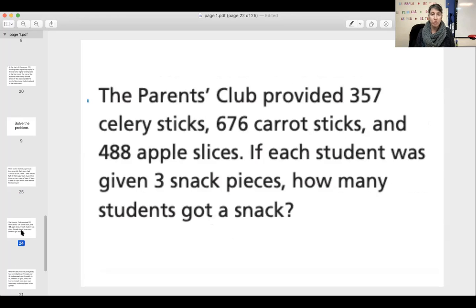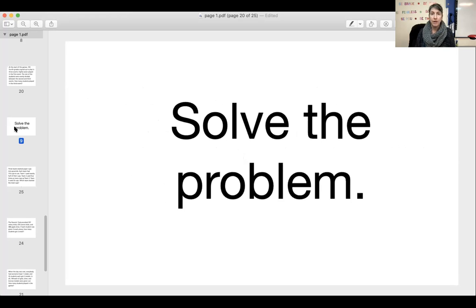Problem 9 on page 120. The Parents Club provided 357 celery sticks, 676 carrot sticks, and 488 apple slices. If each student was given 3 snack pieces, how many students got a snack? Remember, there's more than one step to this problem before you can come to your answer. Please solve number 9 on page 120.